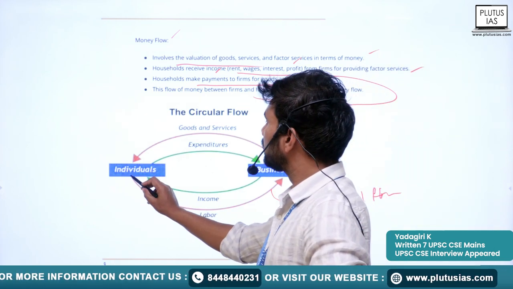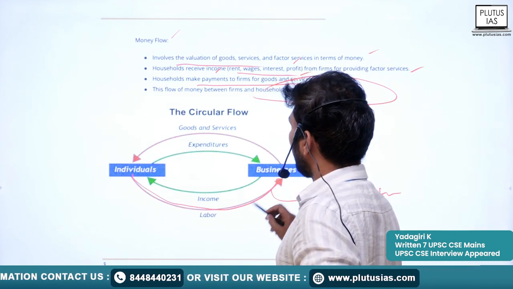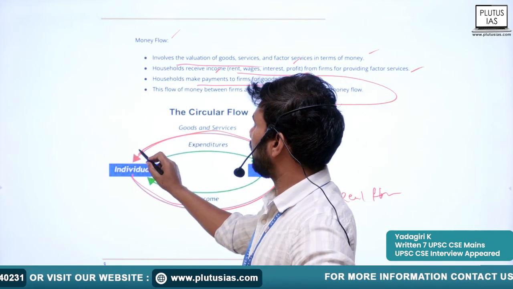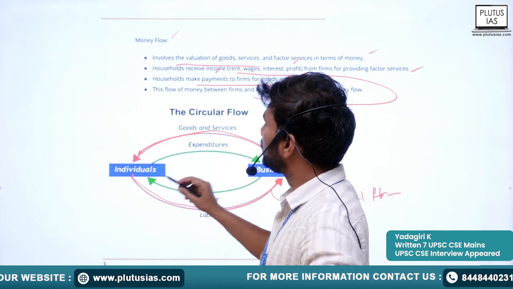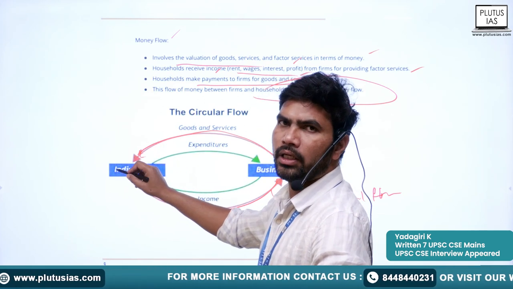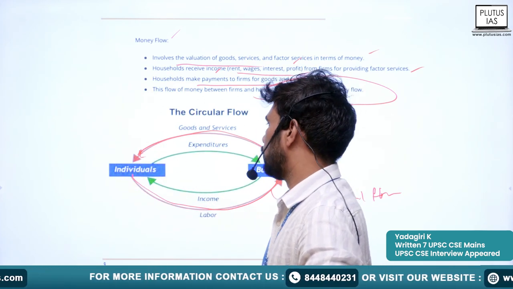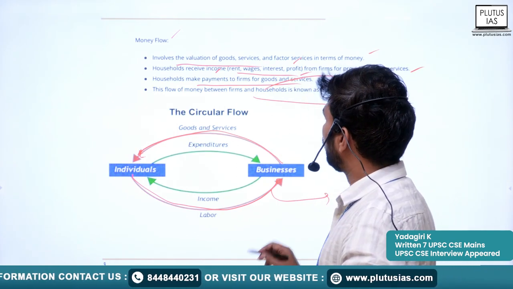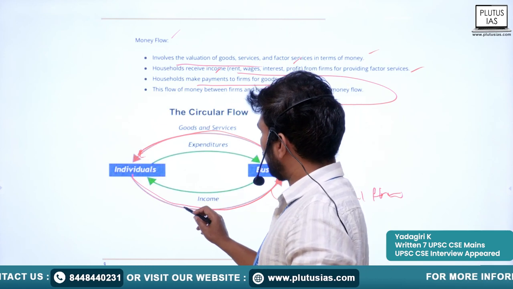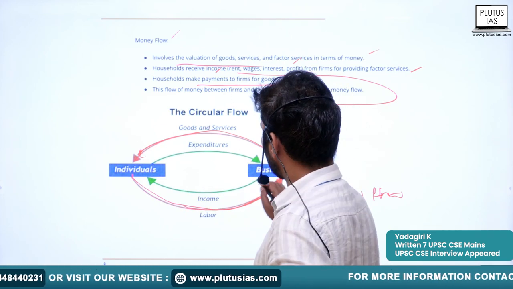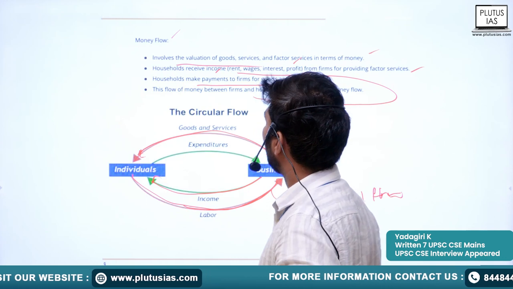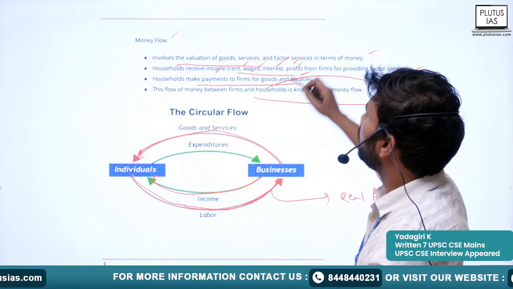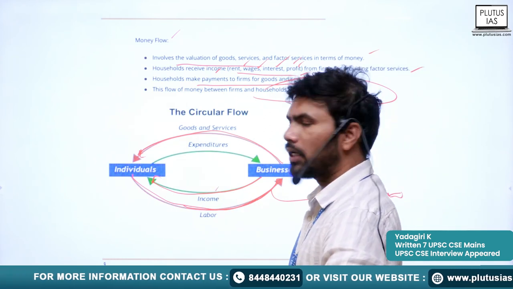So the individuals or households are providing labor to the firms, and in turn the firms are producing goods and services for the need of the households. This is real flow. And there is a money flow. For providing labor, the households are receiving income, four factor incomes: rent, wages, interest and profit. So that is depicted in green color.